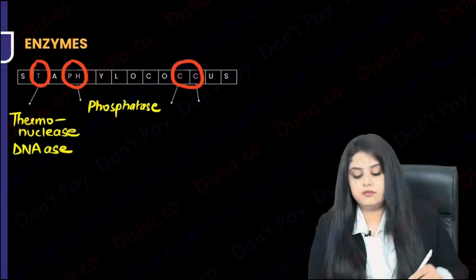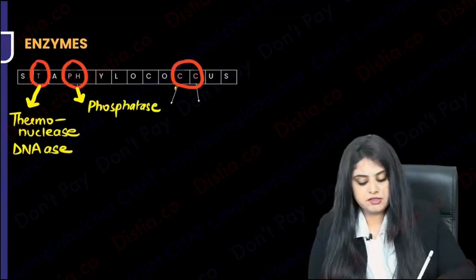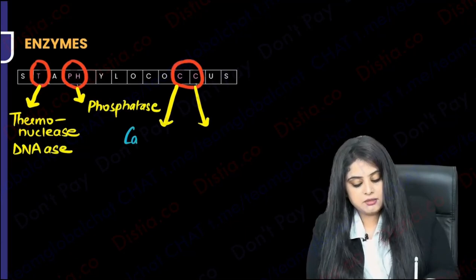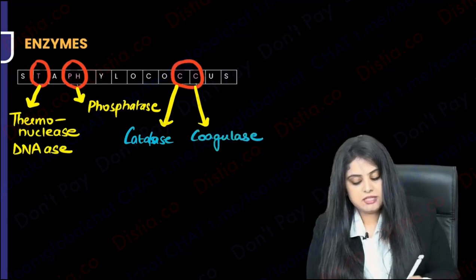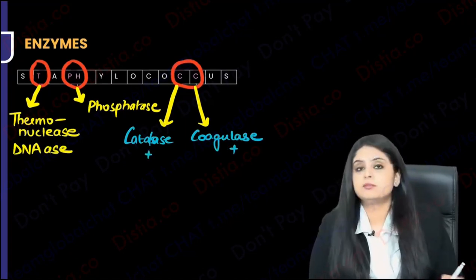PH will be for phosphatase. Repeat, T for thermonuclease, DNase, PH for phosphatase. Then there are 2 C's, and there are no points for guessing that these are the most important, that is catalase and coagulase. So later on when I tell you the diagnosis, I will show you they are catalase positive and coagulase positive.